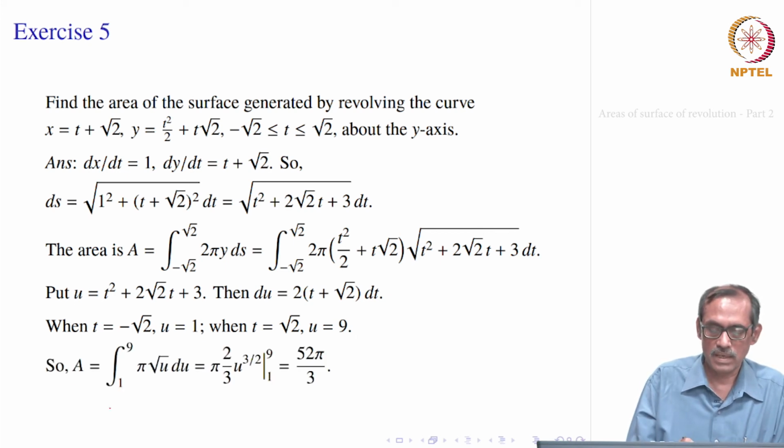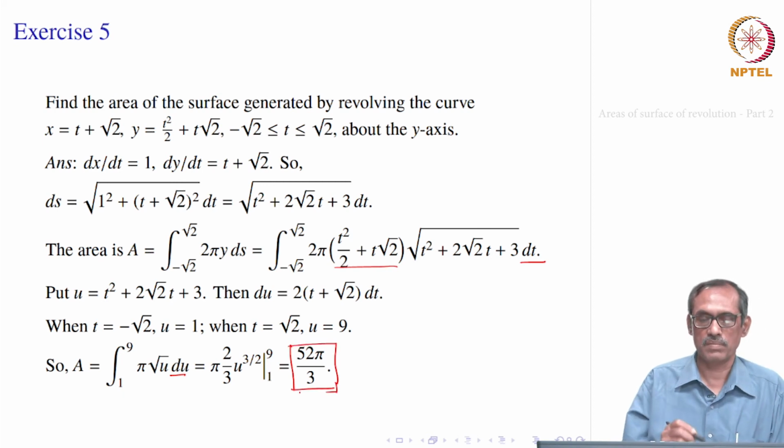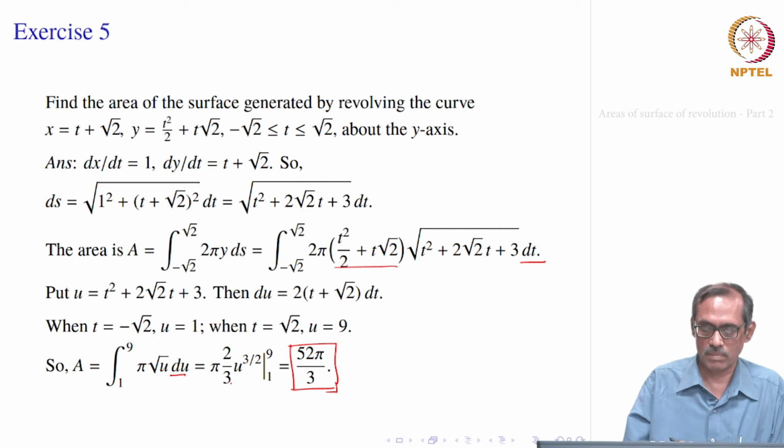Then you can write the area directly in terms of u. So, the limits minus root 2 to root 2 become 1 to 9, pi, and this times dt becomes your du, and the square root of u. So, pi root u du gives you pi 2 by 3 u to the power 3 by 2 evaluated at 1 and 9, and then that simplifies to 52 by 3 times pi. Just verify it, what happens to 9 and 1, and then simplify.